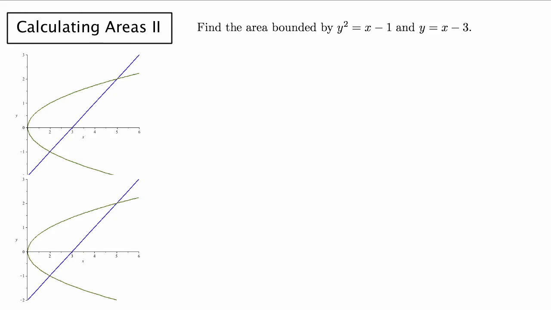In this episode we're going to be taking a look at calculating areas again, only this time we're going to compare and contrast integrating vertically with integrating horizontally. So I have two graphs on the left hand side, both are the same, both are defined by the curves given here as y squared equals x minus 1 and y equals x minus 3.